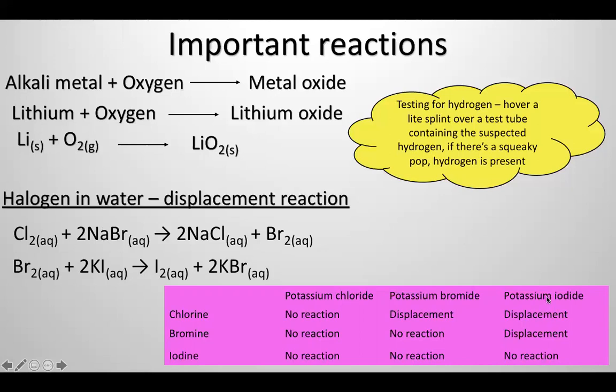So chlorine reacting with potassium iodide, it would definitely displace the iodide ion, because it's way, way, way more reactive than it. Bromine would also displace this, as you can see here. Again, because it's more reactive. Iodine wouldn't displace because it's fighting against itself. So it's just happy to leave itself be. Okay.